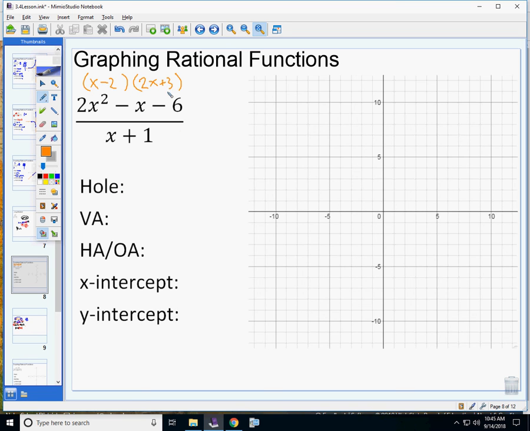Now notice that neither one of those factors cancel with the bottom, so that means there's no holes. Vertical asymptote, recall that's where you set the bottom equal to 0. And for the bottom equals 0, you subtract 1, which means we have vertical asymptote where x equals negative 1. Horizontal or oblique asymptote, recall that that's where they take the highest two powers and we divide them. So 2x squared divided by x, that leaves me with 2x, which means that this one is an oblique asymptote and we're going to have to do long division.